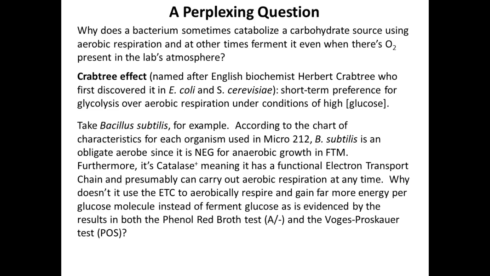So you have catalase, which breaks down what? Hydrogen peroxide into what? Water and gaseous oxygen. That's why we see that bubbling, right? So it means it has a functioning electron transport chain, again, does aerobic respiration. Why doesn't it use the electron transport chain and respire aerobically and gain more energy per glucose molecule instead of fermentation? We know that it does fermentation when you look at two of the tests. Phenol red test, right? A minus means that acid was produced. What color is that tube? It's yellow. So it fermented glucose.